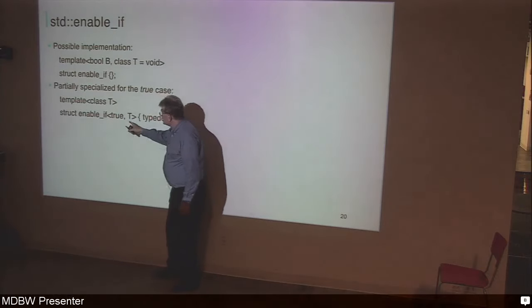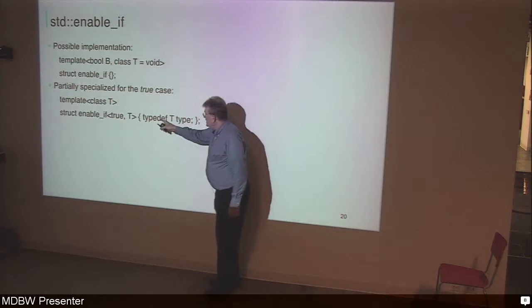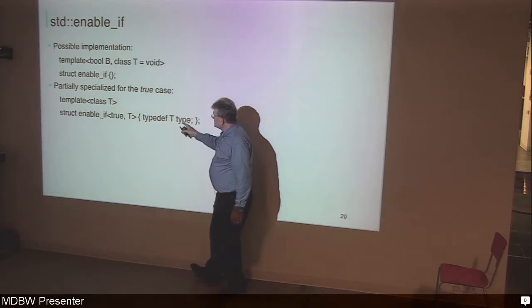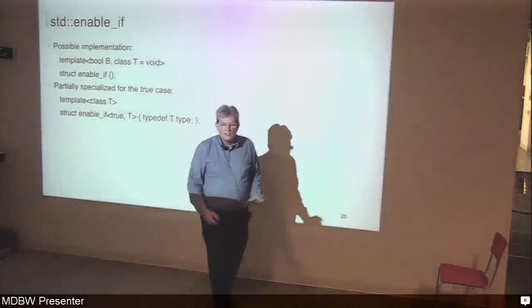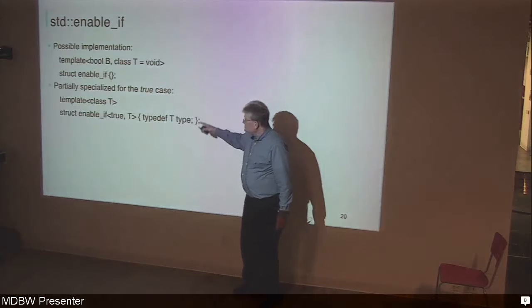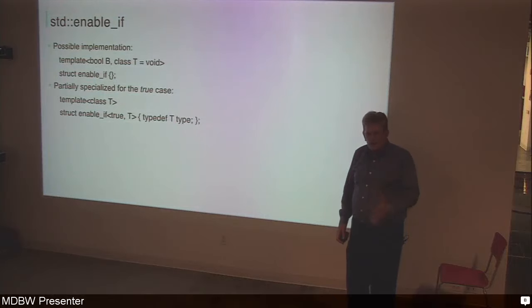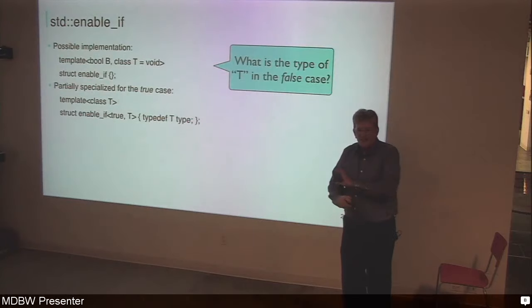The true case, we're saying struct enable_if in the true case, and then we define this typedef T of this type. I should have used using here, shouldn't I? But anyway, we're declaring that typedef means T in the case where it's true. What is the value of type, this name type, when it's true? It's T. What is the value when it's false? There is no value. And that actually is the key. What is the type of T in the false case? That's the secret, is that in the false case, it doesn't make any sense.